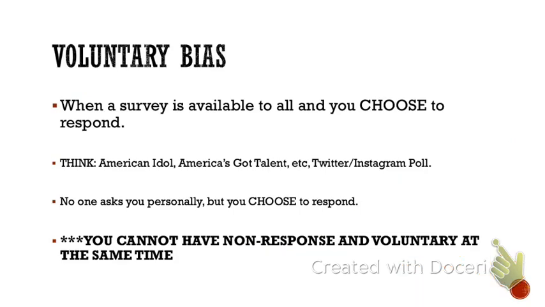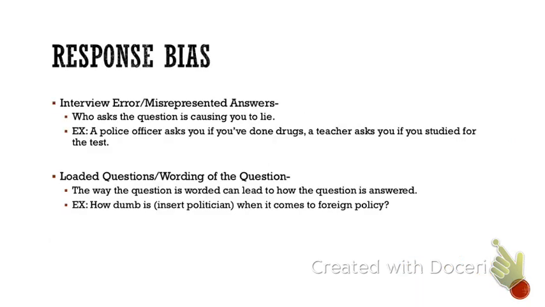The next kind is called response bias, and there's two types. One is called like an interview error or misrepresented answers. So essentially, in a nutshell, like causing you to lie. And that depends on who is asking you the question. So I know it doesn't pertain to anybody in here, but I always pose the example of if a police officer asks you if you've done drugs. They're saying, hey, have you ever done drugs?